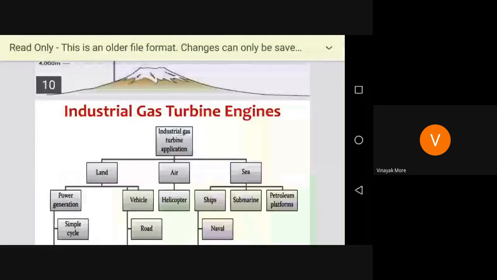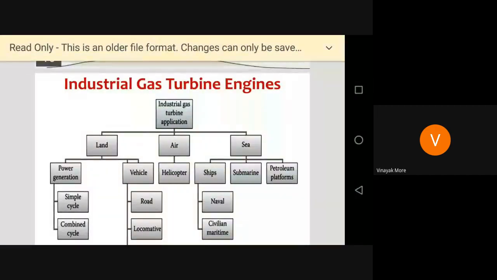So next slide, I have taken industrial gas turbine engines. This was already discussed, but we'll see once again. Applications like land-based power generation, where we use simple or combined cycles, like steam turbines that can be run by the gases. By burning the gas in the gas turbine engine, you can get the steam. That steam can be used for running the steam turbines. So like that, we can generate the power.